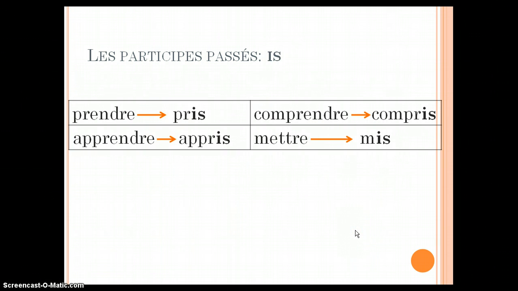These verbs are also irregular, and they change to is. Prendre changes to pris. Comprendre changes to compris. Apprendre changes to appris. And mettre changes to mis. Even though they end in re, and traditionally re verbs change to u, these verbs are irregular. Therefore, they have their own unique past participle, or ed form.